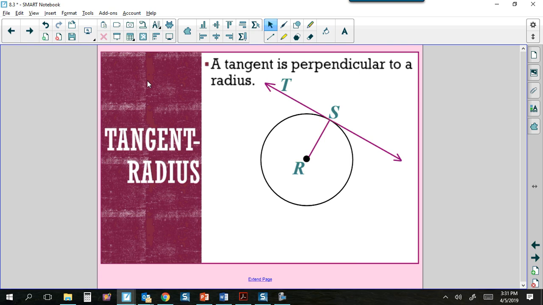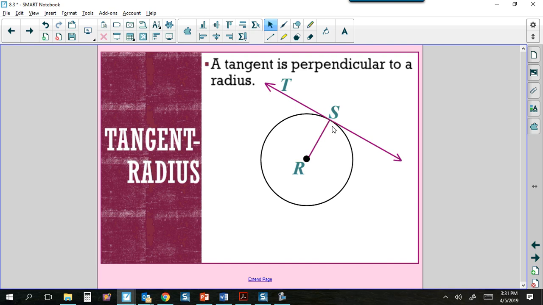The first one that we're going to be looking at is when you have a radius intersecting a tangent line. Remember, a radius is half a diameter, which is a chord going through the center. And a tangent is a line that is completely outside a circle, intersecting the circle at one point. Because in 8.2 we learned that a chord and tangent angle measurement is half of the intercepted arc, and a diameter splits a circle in half, this angle must be exactly half of 180, or half a circle. So this angle is always going to be 90 degrees. A tangent is perpendicular to a radius.